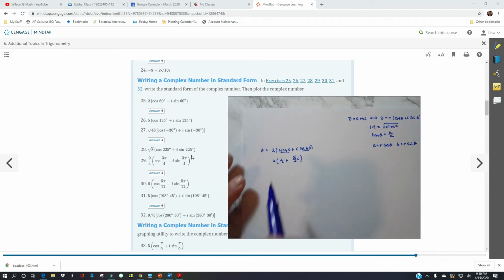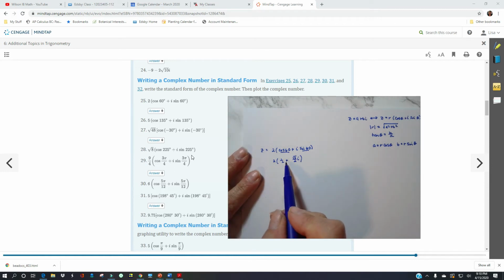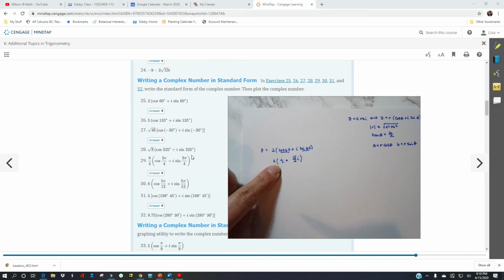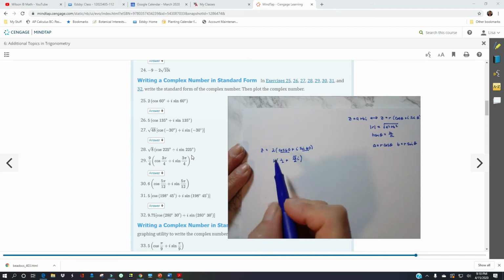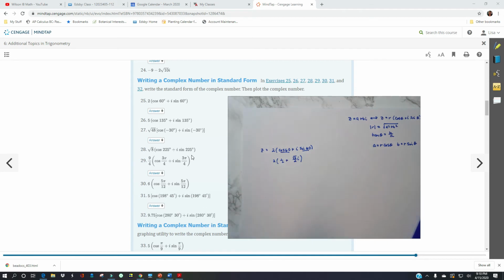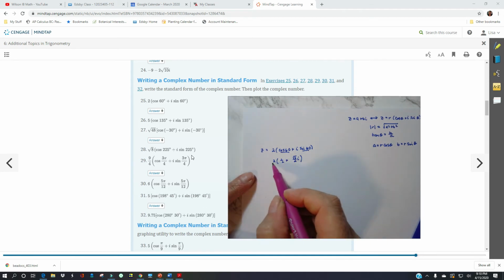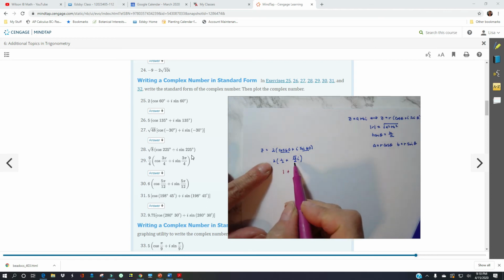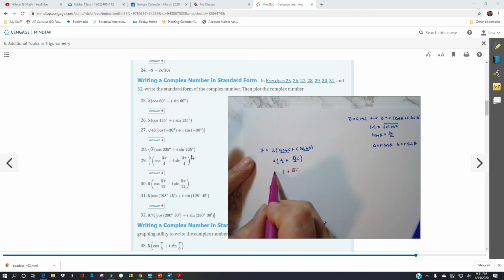Why? Because I can already see z equals a plus bi, right? The only other thing I have to do is multiply this 2 to each term. When I multiply it to the 1/2, the 2's cancel and I'm left with 1. Plus, when I distribute the 2 to the second term, the 2's are going to cancel and I'm left with root 3 i. And I'm done. That's it.